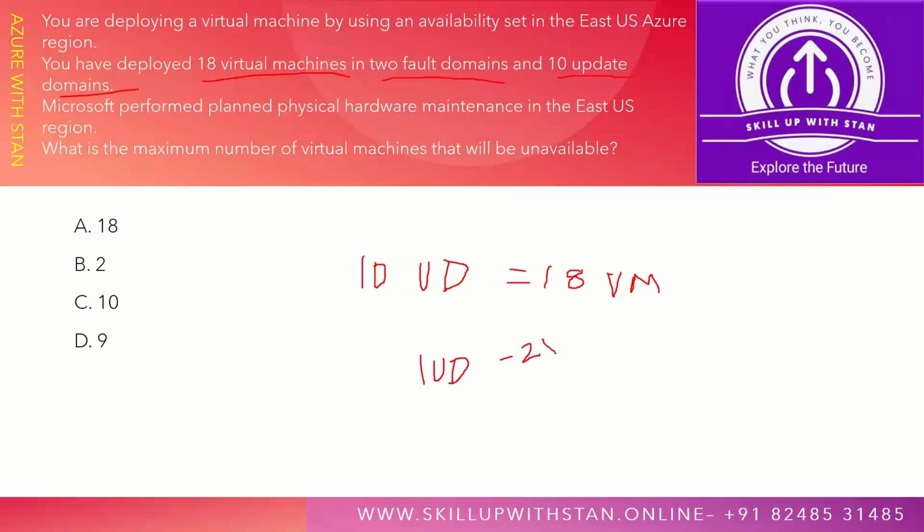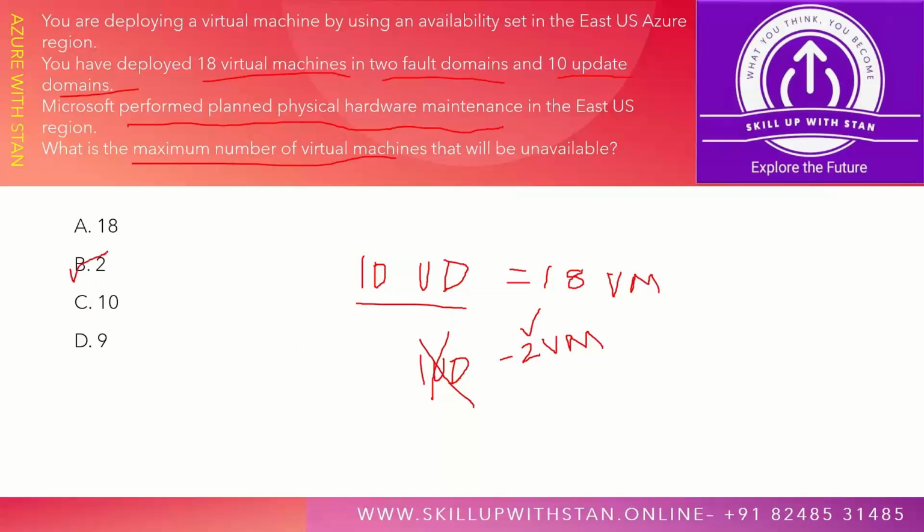So 2 VMs each, right? So what they are telling us is that Microsoft is performing a planned physical maintenance activity. So there are chances that one update domain can go down. What is the maximum number of virtual machines that will be unavailable? It will be 2 VMs that will be unavailable if there is a planned maintenance activity on one of these update domains, because each update domain is going to have at least 2 virtual machines, or on an average 2 VMs. So the answer is 2.